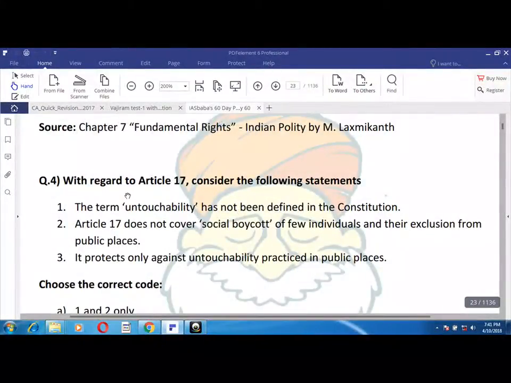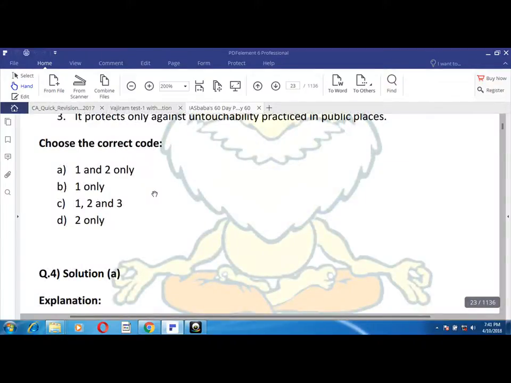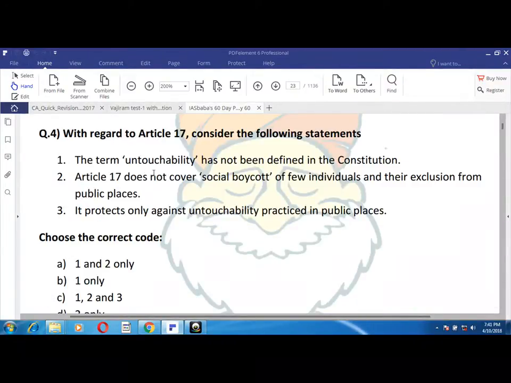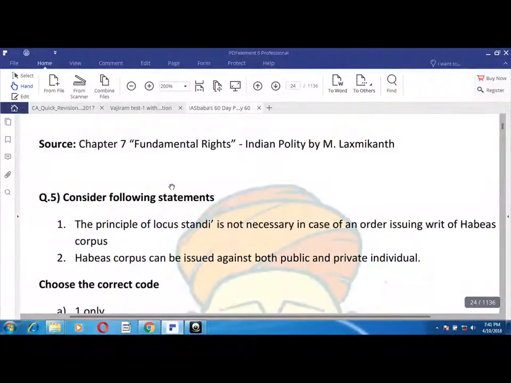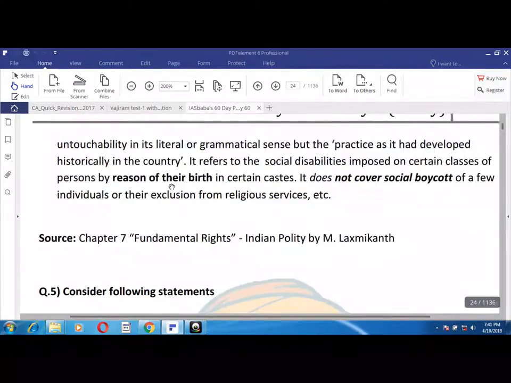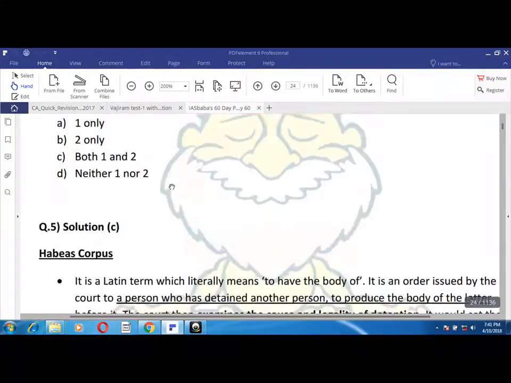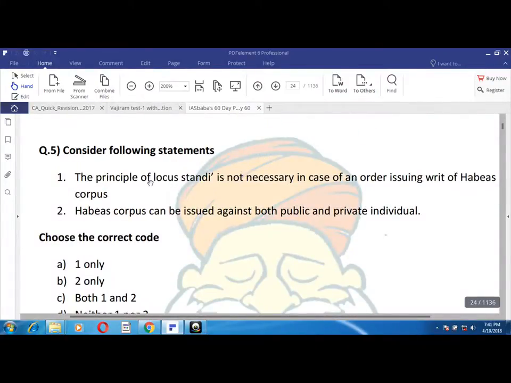And next, with regard to Article 17, consider the following statements. 1 and 2 are correct. The term untouchability has not been defined in the Constitution. Article 17 does not cover social boycott of a few individuals and their exclusion from public places. Consider the following statements. Here all are true.